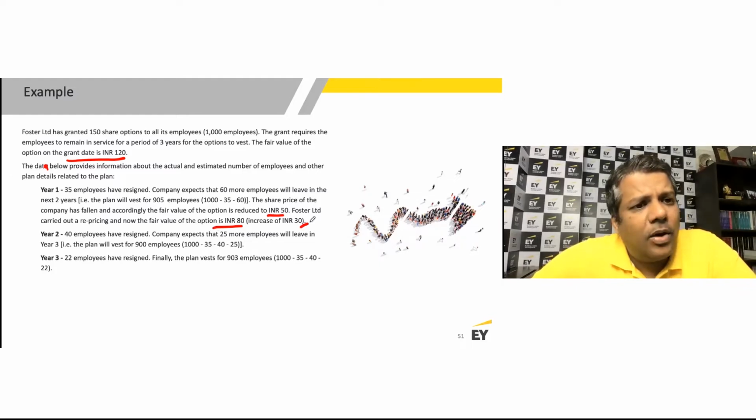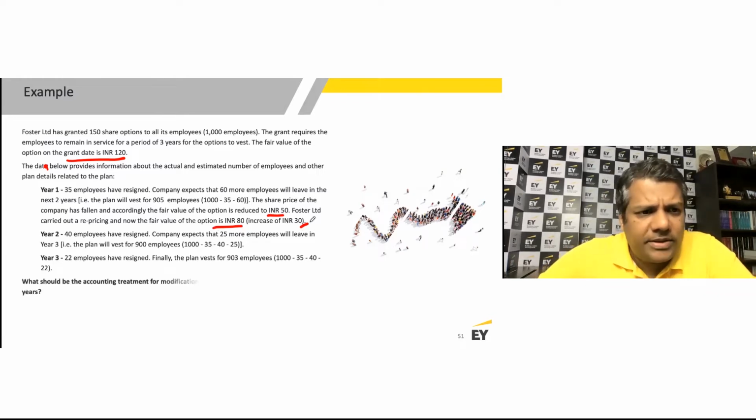Now 40 employees have again resigned. The company expects that 25 more employees will leave in year 3. And 22 employees have resigned. Finally, the plan vests for 903 employees.